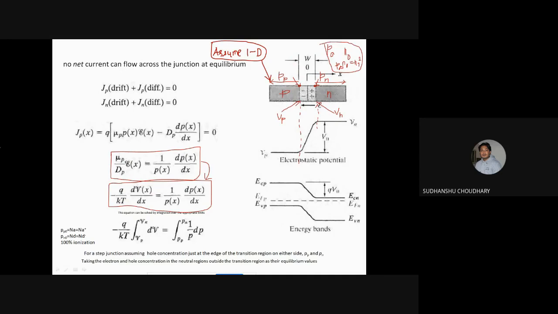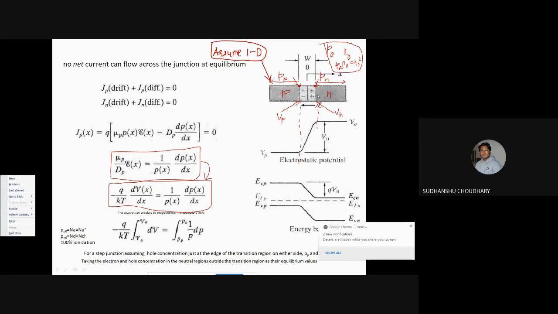But yes, let us assume here that since there is no electric field and no potential variation in the p-type and n-type neutral regions, the hole concentration at this edge will be equal to the equilibrium hole concentration in p-type. Similarly, the hole concentration at this edge will be equal to the equilibrium hole concentration in n-type semiconductor. So one can set the limit of this integral from Pp to Pn. So this is the hole carrier concentration, which varies from Pp at this edge to Pn at this edge.